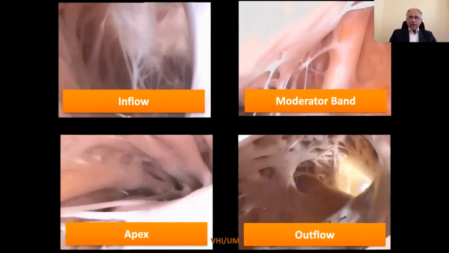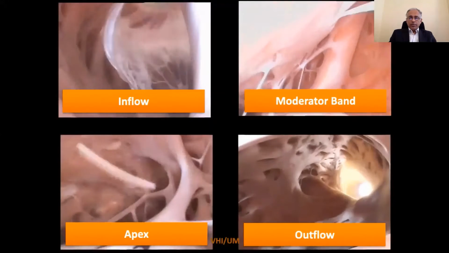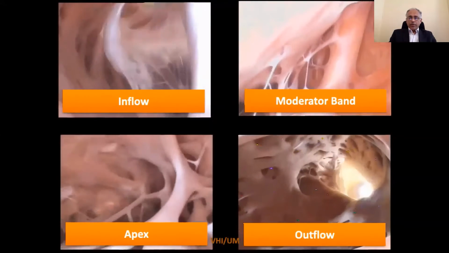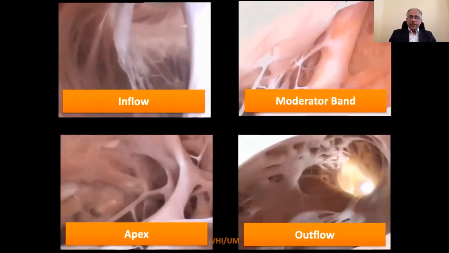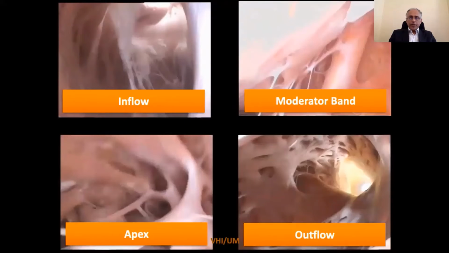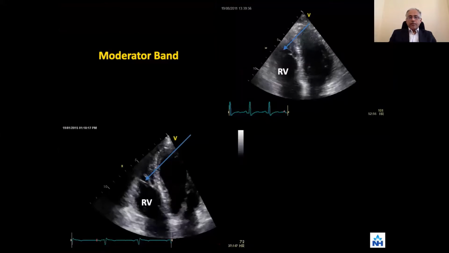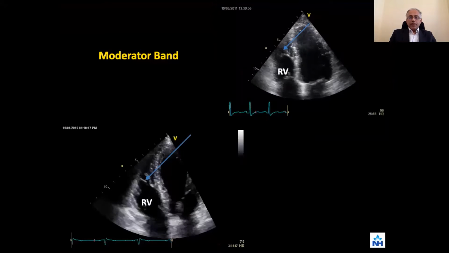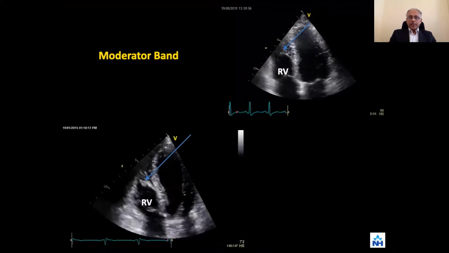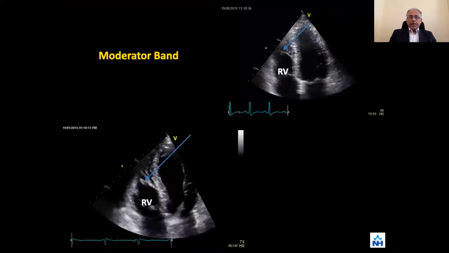And then you have the outflow, the smooth part which is there. And then the moderator band occupies a very prominent place in the right ventricle. And here you can see the thick band, which is very prominent. And usually you see the moderator band starting from the interventricular septum, and it goes towards the base of the anterior papillary muscle of the tricuspid valve. And that is the course it takes.